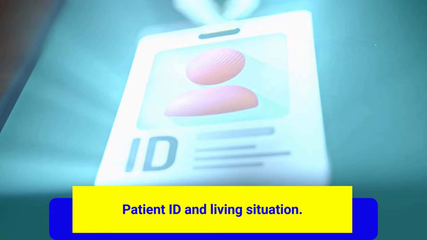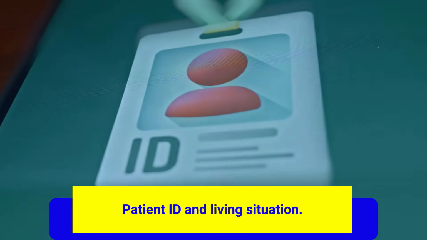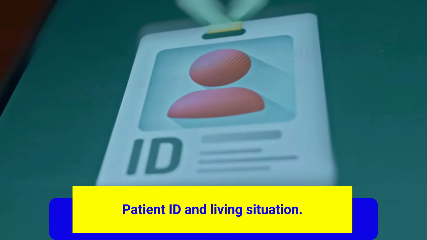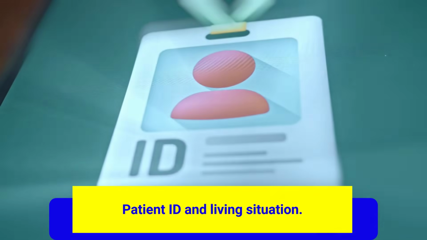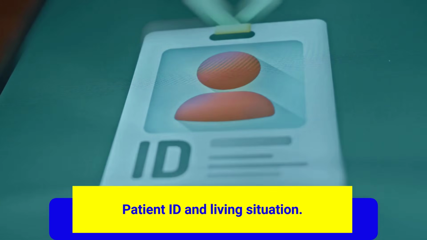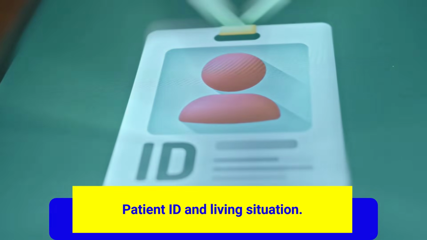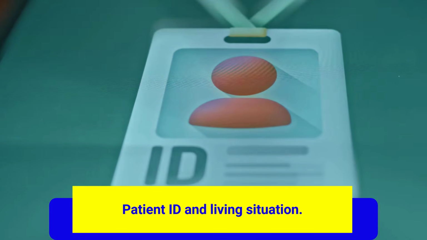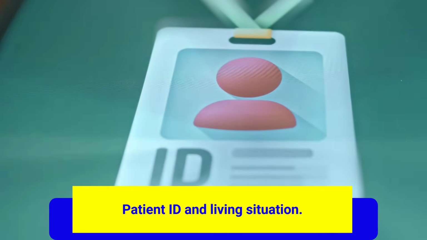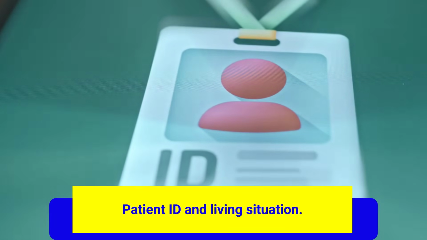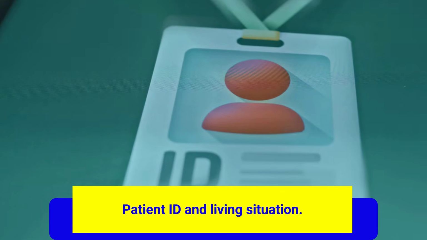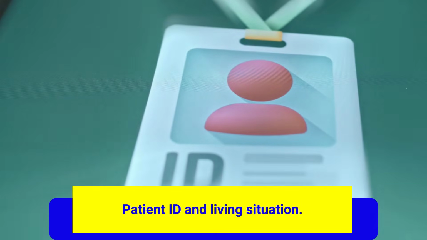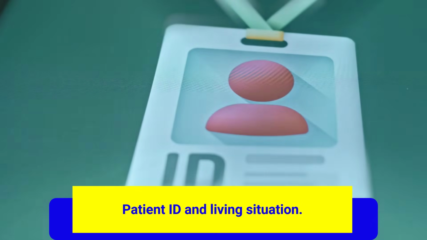OASIS narrative QA. QA should ensure the narrative includes patient ID and living situation. Example: Mr. James Smith is a 78-year-old male admitted to home health following recent hospitalization for CHF exacerbation. He resides with his spouse in a single-story home. His wife provides some assistance but is limited by her own health issues.